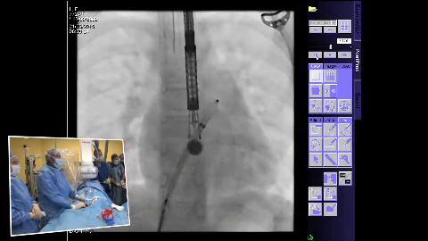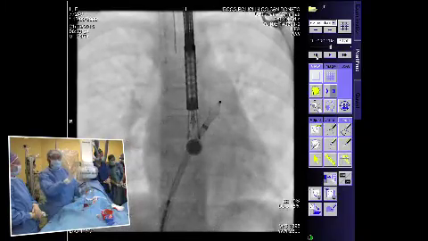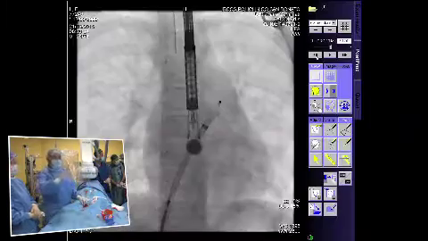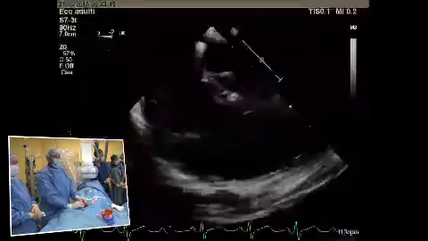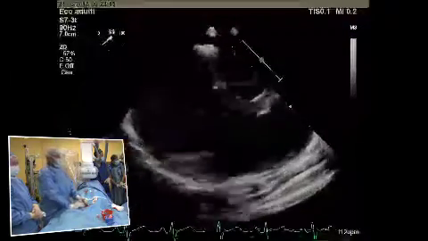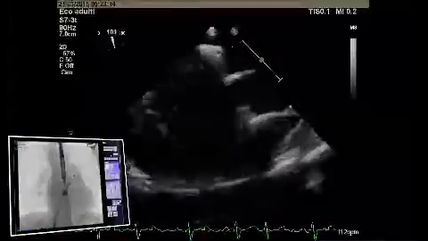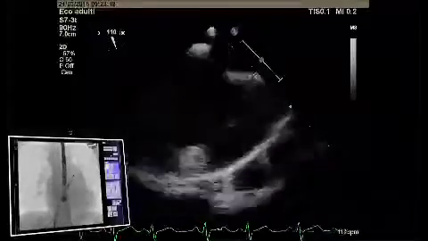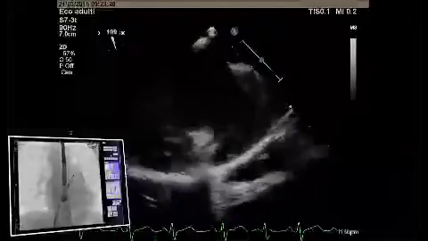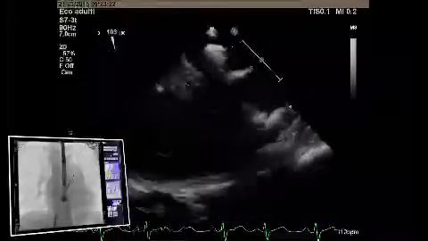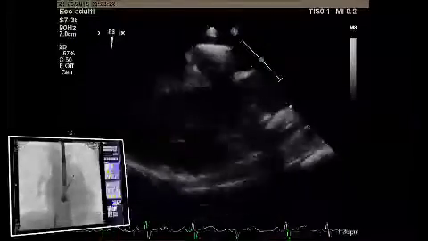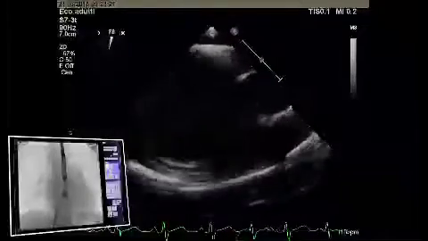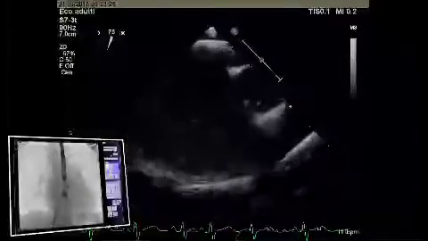Can you see picture in picture? Yeah, echo and fluoro. Probably it's better to have a large echo and a small fluoro, picture in picture. Can you see that now? Aki, would you like to make a comment about the best projection you suggest for deploying the device? I think the best projection is the one where you and the catheterizer are on the same page.